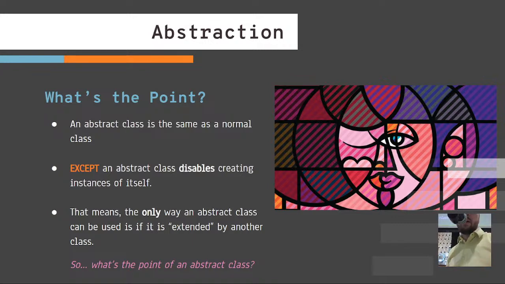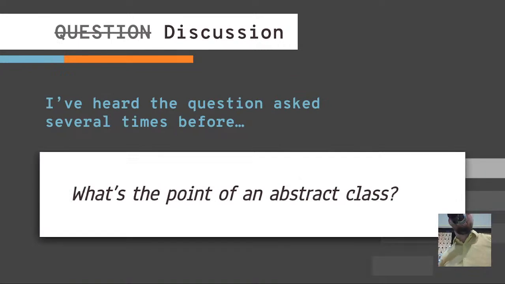So what's the point of an abstract class? Try to do a bit of a discussion here. I've heard this question asked a couple times. I'm curious from your perspective, how you might articulate what would be the point of using an abstract class? Any takers? Yes.